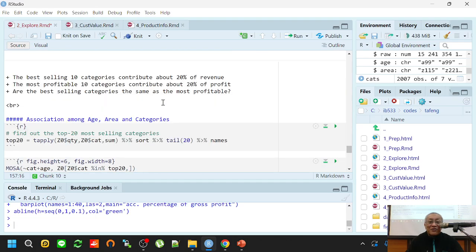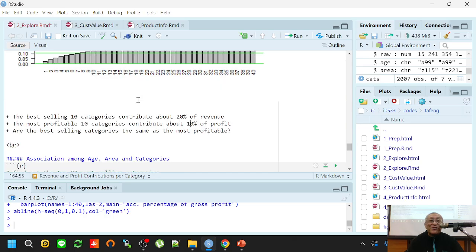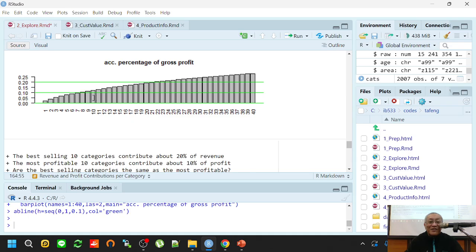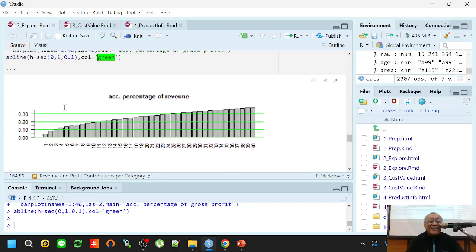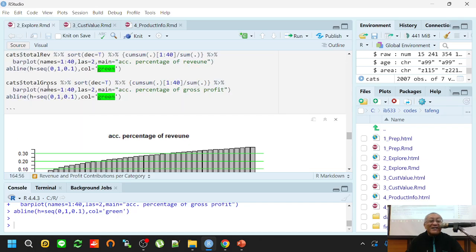So this is wrong, right? Only about 10% of the profit. The top 10 is 11%. Okay, so do the correction by yourself. Okay, I made a mistake here.